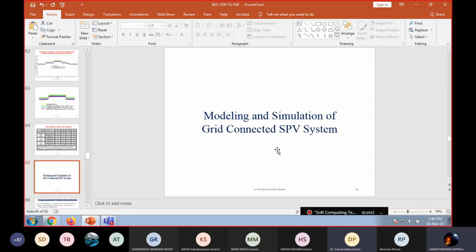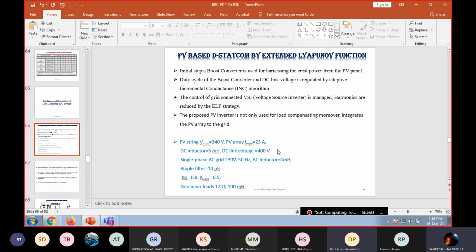Now the last one, here we will see the same PV cells connected to the grid system. How will it vary? Let us see some MATLAB simulation results. Some PV based D-STATCOM by extended Lyapunov functions. Previously we have seen three methods: the P and O method, INC, and the third one fuzzy logic method. In this particular case it is a single phase system only.